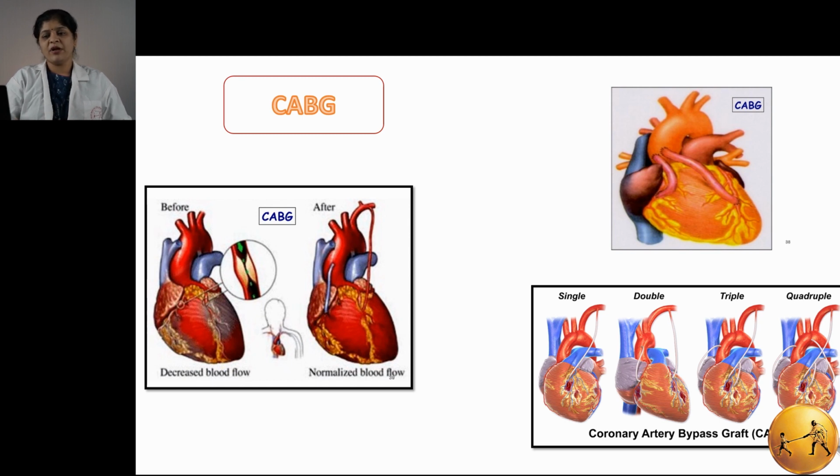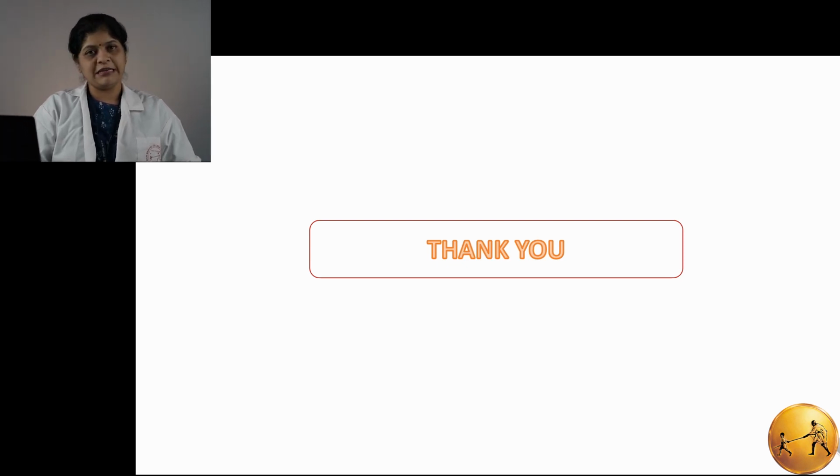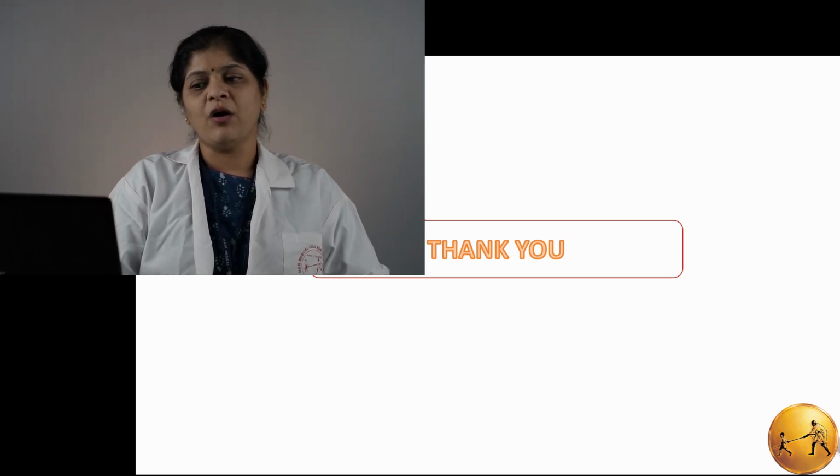In the diagram you can see that from the aorta the blood will come and then supply that part of the tissue, the myocardium. So the coronaries are bypassed because they are blocked. If a single such artery is used, it is called a single graft, then double graft, triple graft and quadruple graft. This is how the number of grafts is described. This procedure is called CABG.